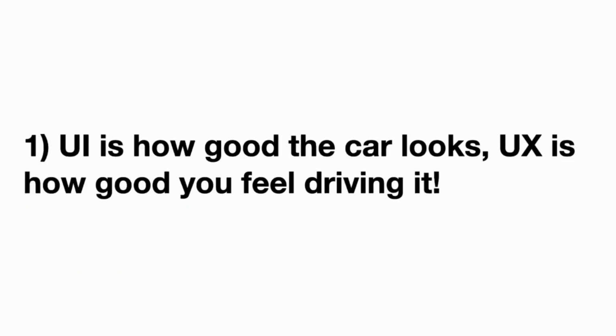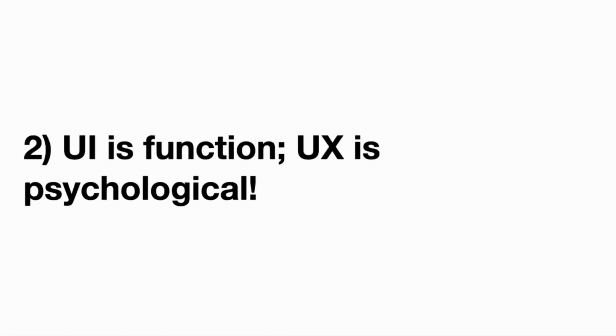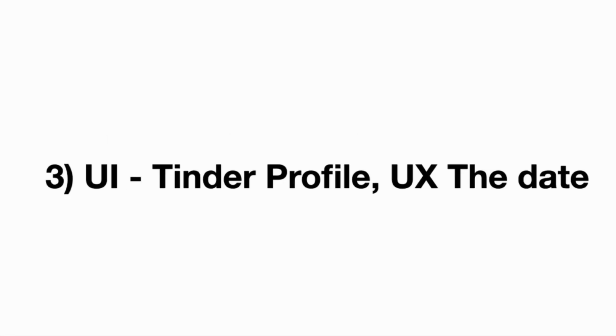Number one, UI is how good the car looks. UX is how good you feel driving it. Number two, UI is functional. UX is psychological. Number three, UI is Tinder Profile. UX is the date.